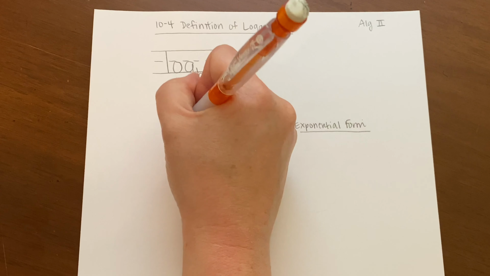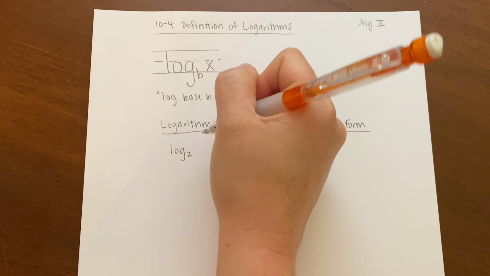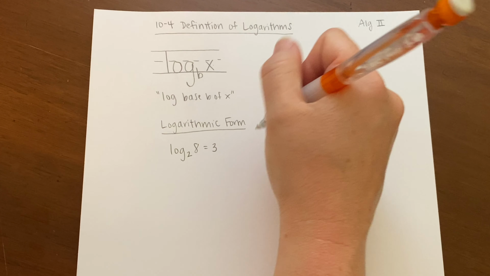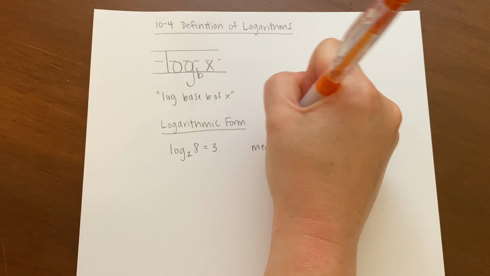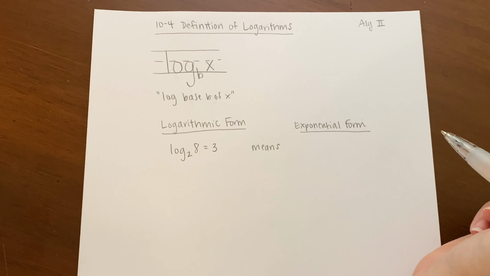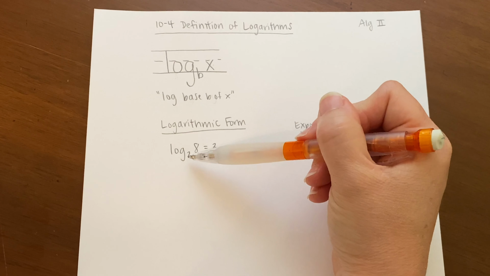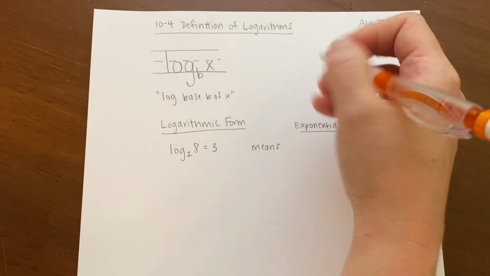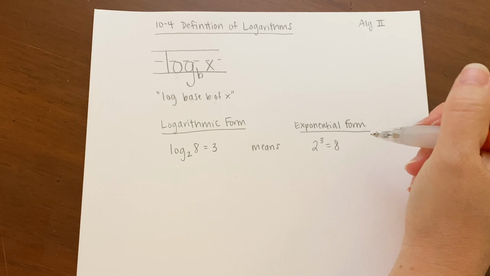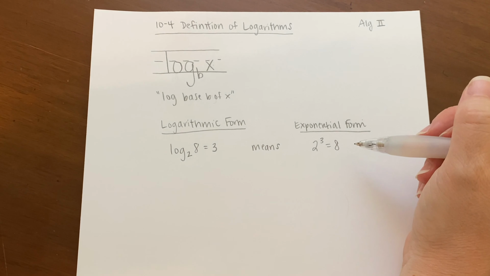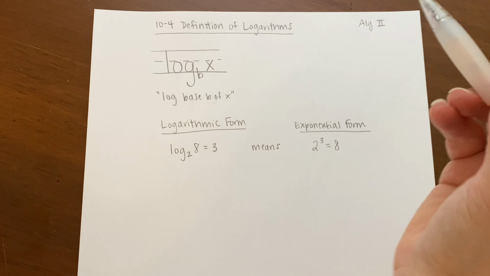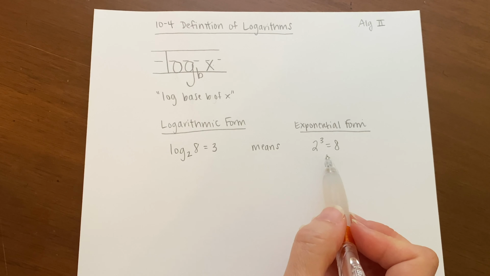So if we start with log base 2 of 8 equals 3. If you're seeing that for the first time, you're probably thinking, what am I looking at? What is she telling me here? But let me show you how familiar this is. Log base 2 of 8 equals 3. It just means 2 cubed equals 8. Well, that's familiar. We've seen that before. We know that 2 cubed equals 8. We know that's true. So how do we get from one place to the other?